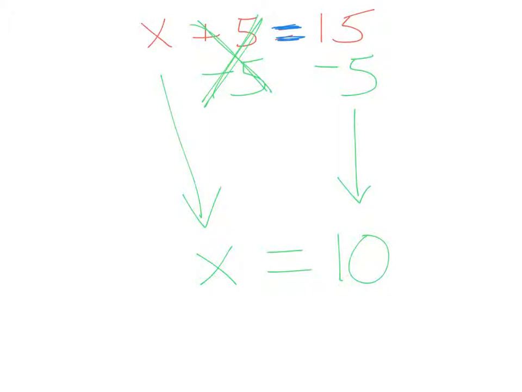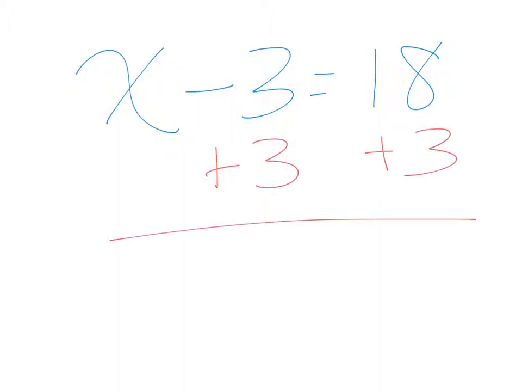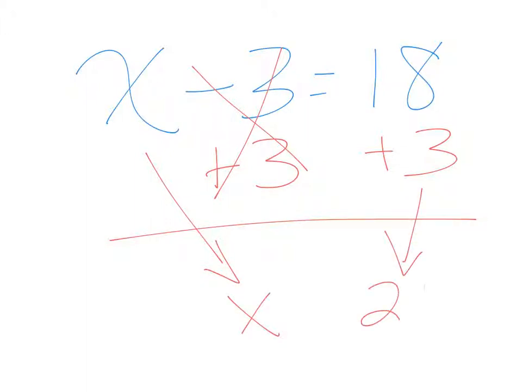So that's how you solve for something that maybe is being added. The opposite would happen if I had something that was being subtracted. Like if I had x minus 3 is equal to 18, well then what I need to do to both sides of that equal sign to get rid of that 3 is add 3. So over here my 3's cancel out and leave me with x, whereas over here 18 plus 3 is going to give me 21. So therefore x is equal to 21. Again, you're always doing the opposite of what's being done.